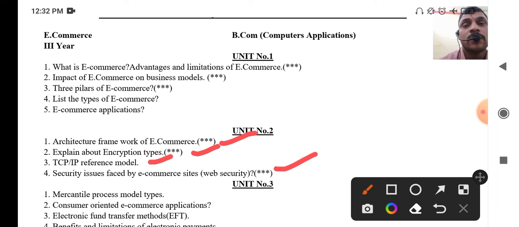Next comes question number 4, security issues faced by e-commerce sites. It is also called web security. Suppose when I'm using any e-commerce website, what are the security issues I'm going to face, that I need to explain here.